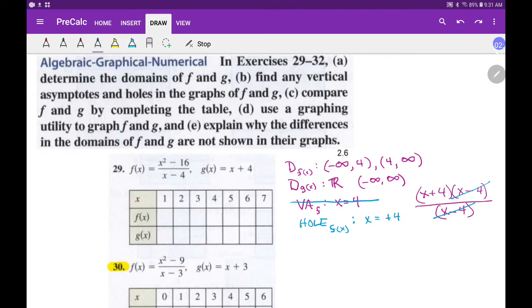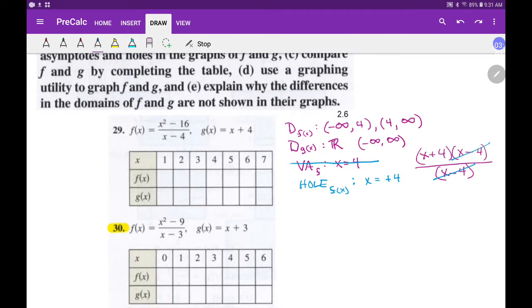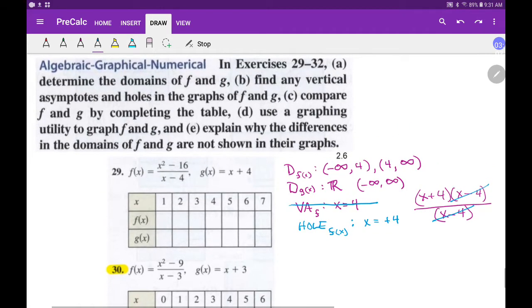Let's see. The degree of the top is 1 degree more. So I guess I should talk about my slant asymptote. Did they ask me for that? Any vertical asymptotes and holes. Well, they didn't ask me for a slant asymptote. I know it's there. I guess I'm not graphing this, but I am aware it's there.